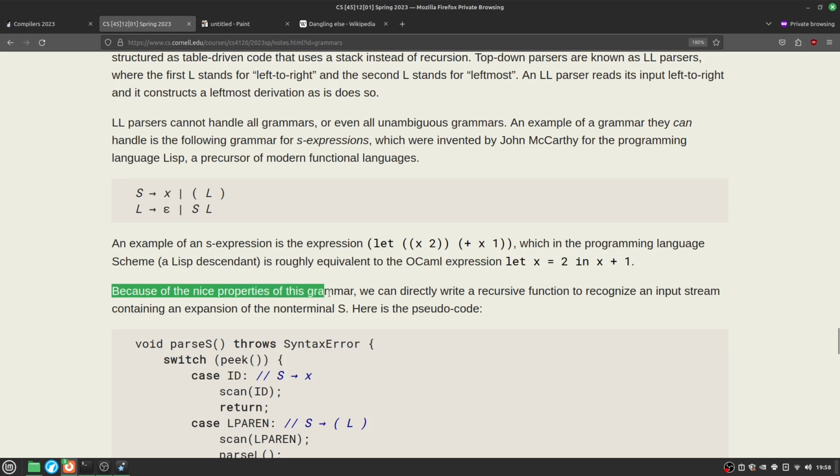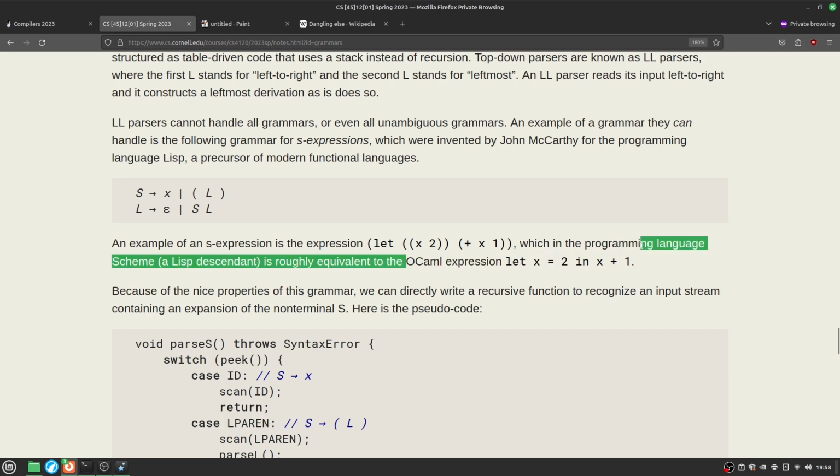Because of the nice properties of this grammar, we can directly write a recursive function. What does that mean?